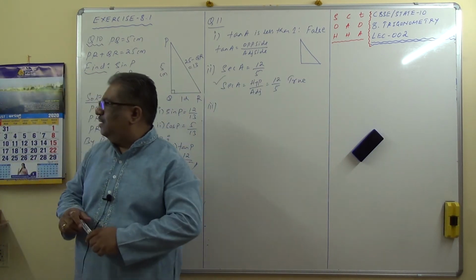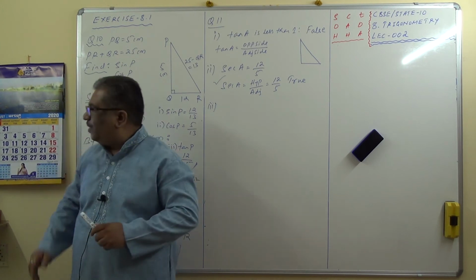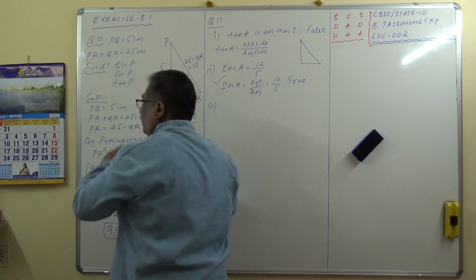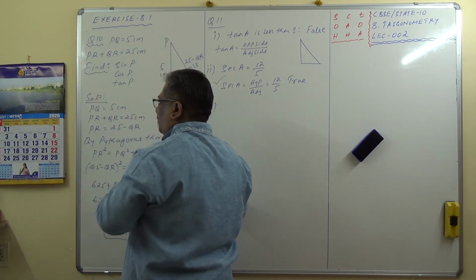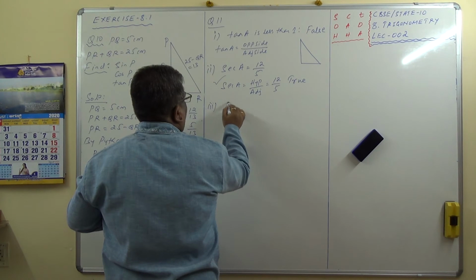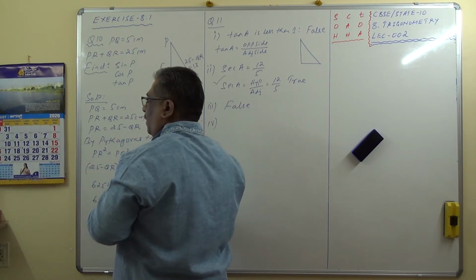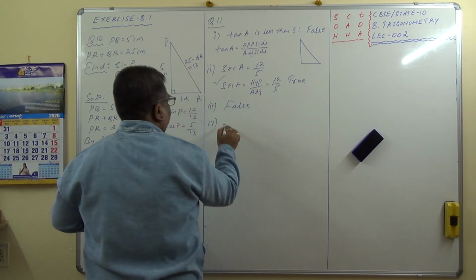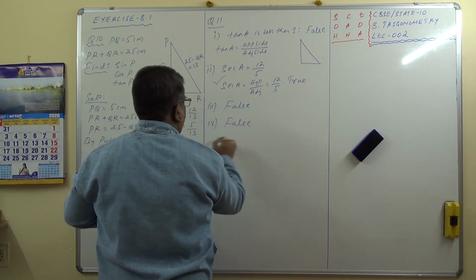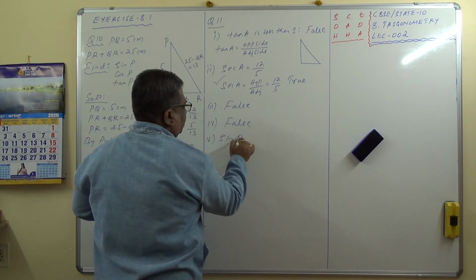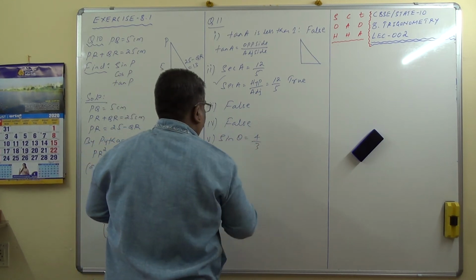Yeah. Next is sin theta equals 4 by 3. Third, cos A is abbreviation used for cosecant. Third is false. Fourth one, cot A is the product of cot and A. False. Fifth one, sin theta equals 4 by 3.